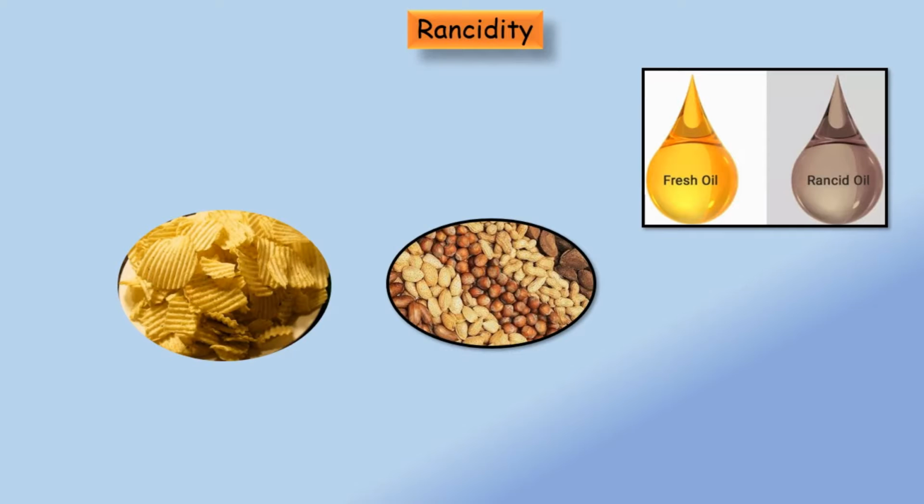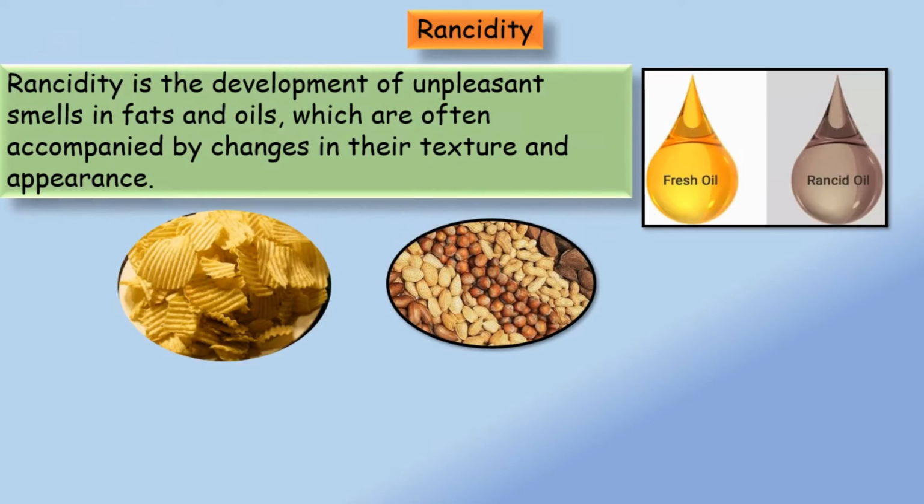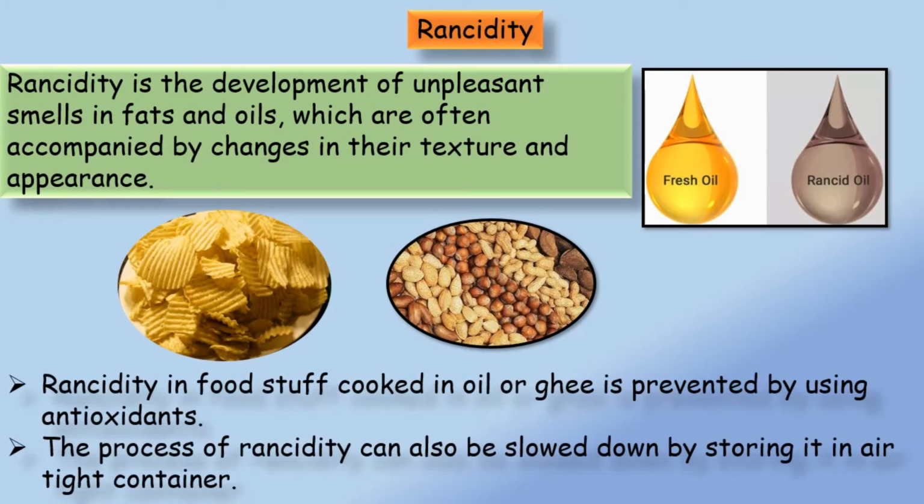Let us define rancidity. Rancidity is the development of unpleasant smells in fats and oils, which are often accompanied by changes in their texture and appearance. Rancidity in foodstuff cooked in oil or ghee is prevented by using some antioxidants. And the process of oxidation reaction of foodstuff can also be slowed down by storing it in airtight containers.